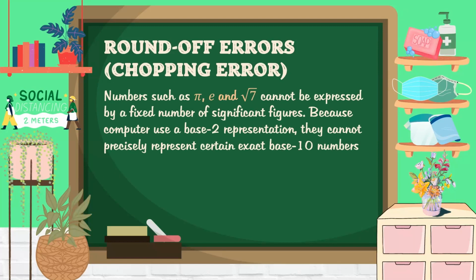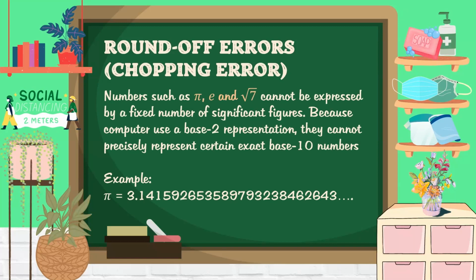In addition, the discrepancy introduced by the omission of the significant figures is called round-off error or the chopping error. For example, we have here pi, 3.14159265, and so on and so forth. During calculation, if the value used is 3.14 or 3.1416, then a round-off error occurs. Therefore, round-off error is rounding off the value that cannot be expressed by the fixed number of significant figures.